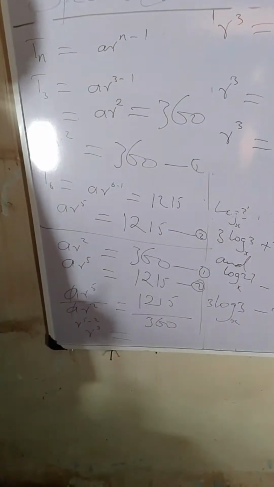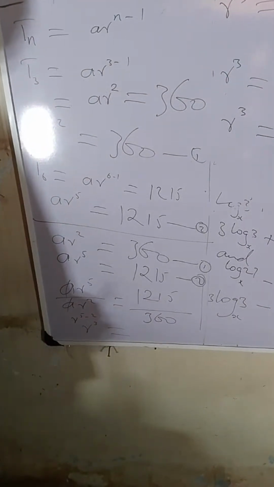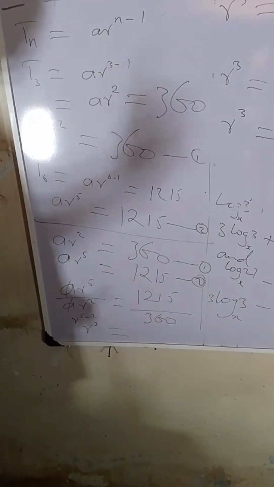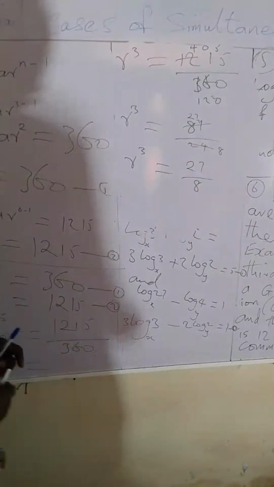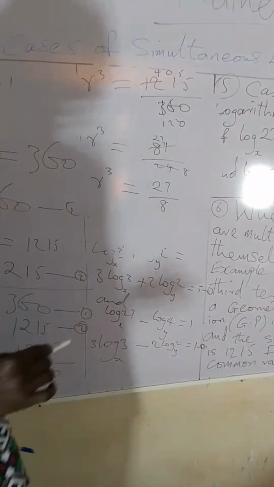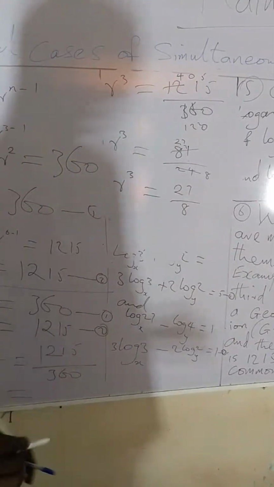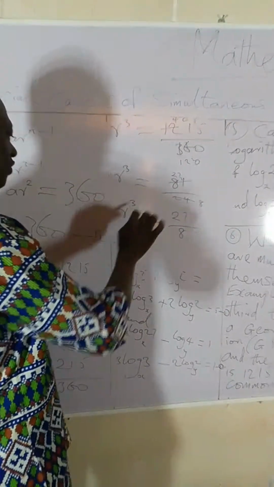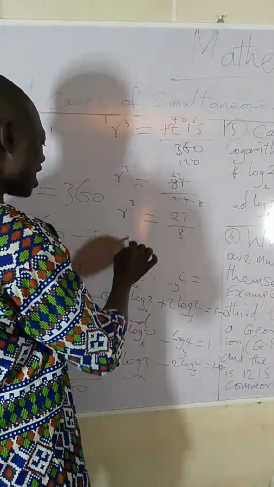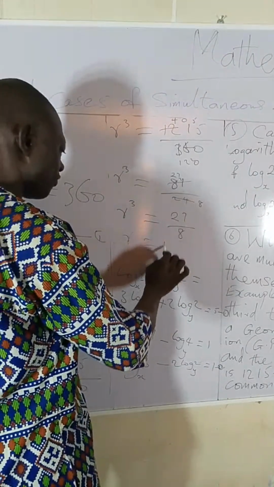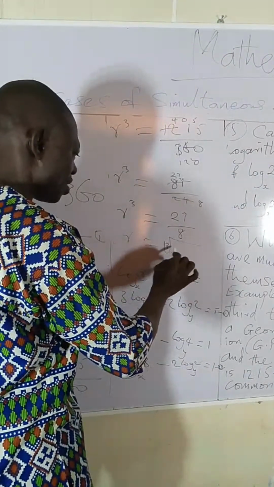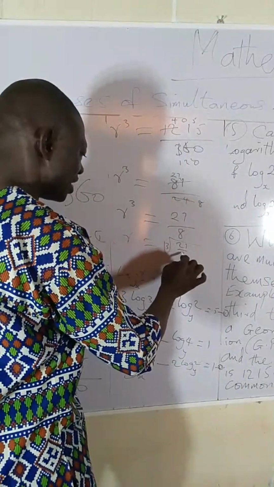1,215 over 360. Not degrees, 360 as a number. And so what we are going to do is we find the cube root of both of them. Find the cube root, that is the balance method now of some simple equations. Find the cube root of R raised to the power 3. We have only R left is equal to the cube root of 27 over 8.